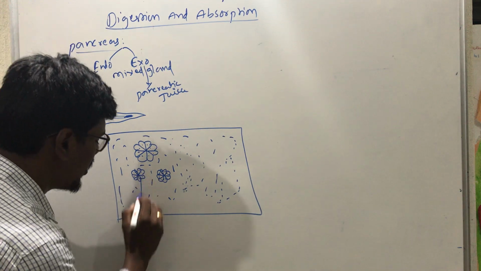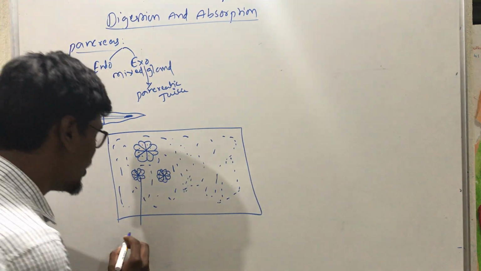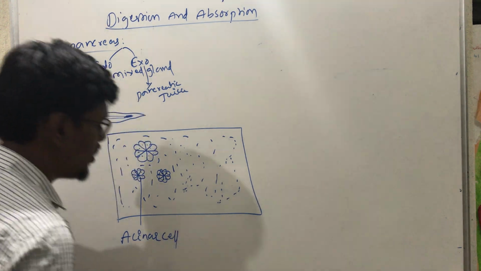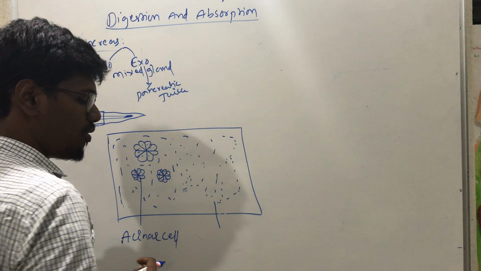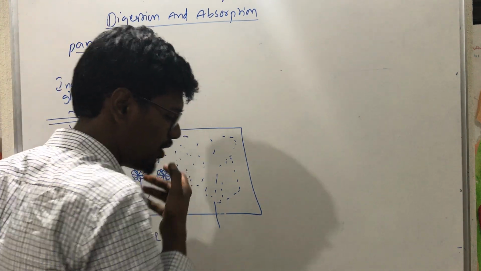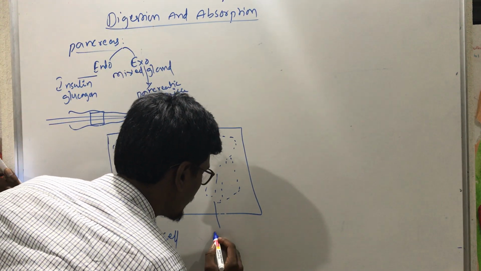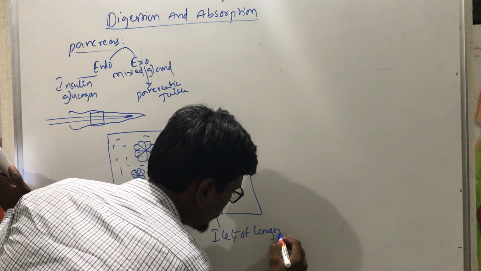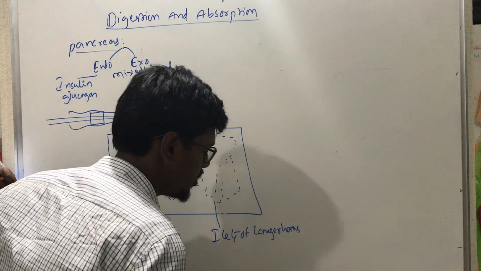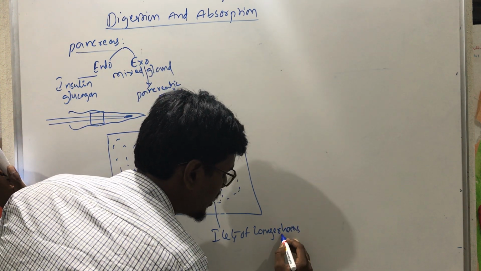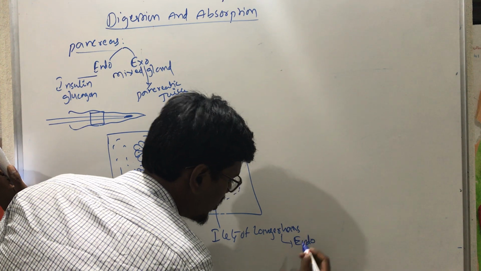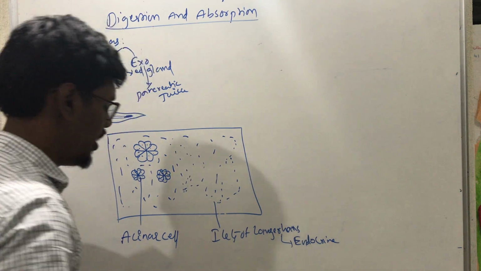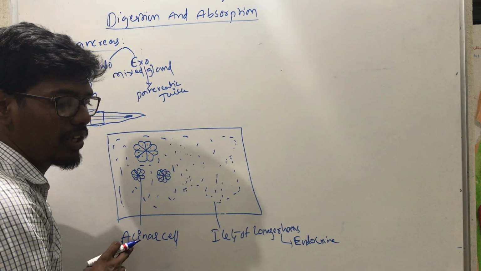These cells are called acinar cells. These cells are the islets of Langerhans. It acts as an endocrine gland. It also acts as an exocrine gland.